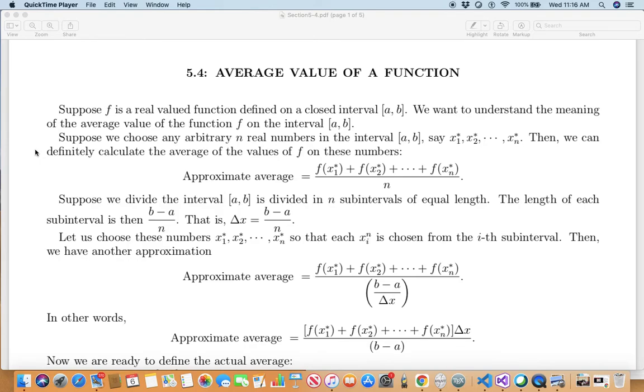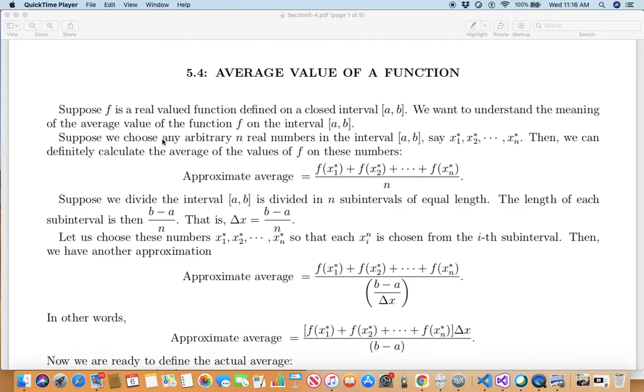Back, section 5.4, average value of a function. Suppose f is a real valued function defined on a closed interval [a, b]. We want to understand the meaning of the average value of the function f on the interval [a, b].